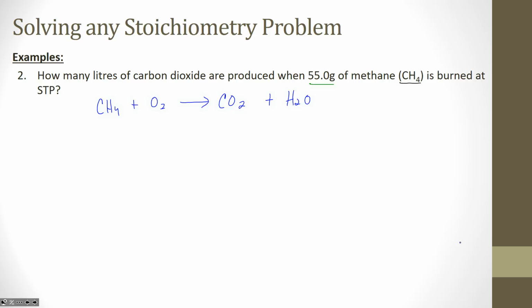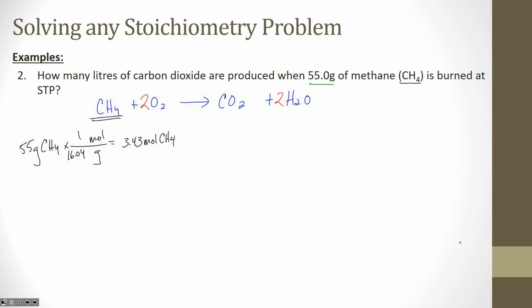The way we do our balancing is carbons, then hydrogens, then oxygens. So carbons first, they're balanced. I need 2 there for the hydrogens. So that gives me 4 and 4. Now I need 2 more oxygens there, and now we're balanced. So now I'm going to take my 55 grams of methane. I'm going to get rid of grams, so grams on the bottom, moles on the top. 1 mole of methane weighs 16.04 grams. So that gives me an answer of 3.43 moles of methane.